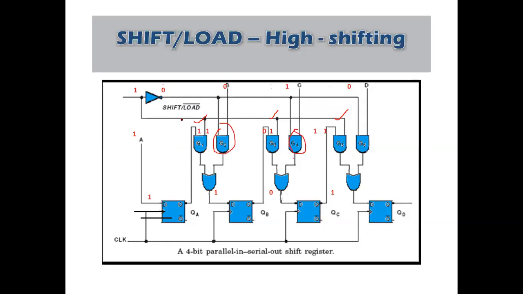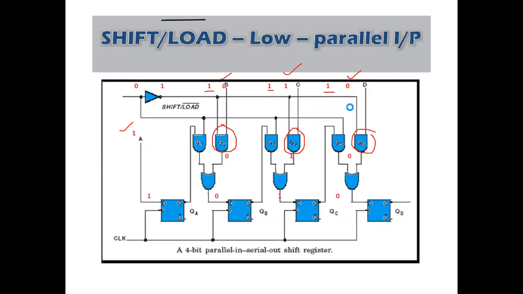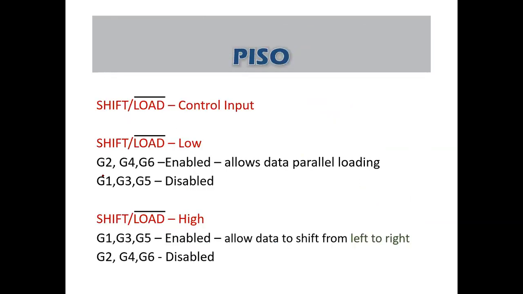So this way, when you want to load the data, all these gates will go to parallel loading. When you want to shift the data, all these gates will come into shifting of the input signal. So that is what is given here. G2, G4, G6 will be enabled, which allows parallel loading. And then G1, G3, G5 will be enabled, which allows shifting data from left to right, one by one.